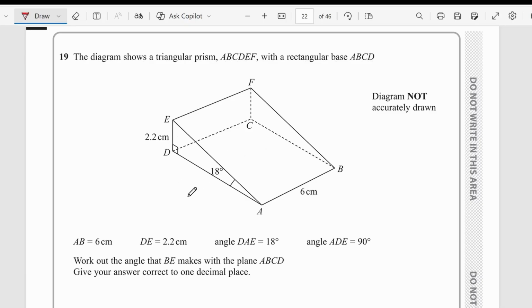Question number 19. The diagram shows a triangular prism ABCDEF with the rectangular base ABCD. We are given the dimensions and we have to find the angle that BE makes with the plane ABCD. For this one, first of all, we are going to join B and E like this.